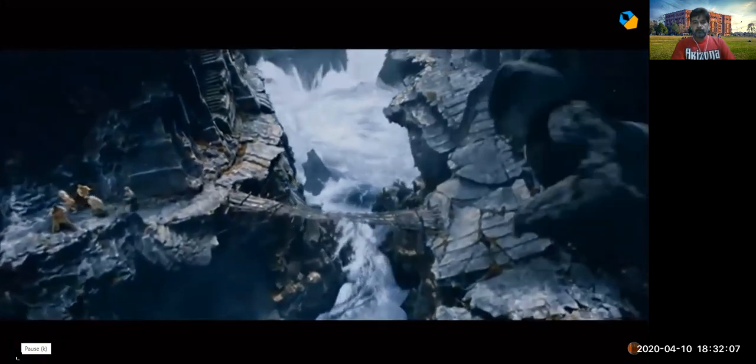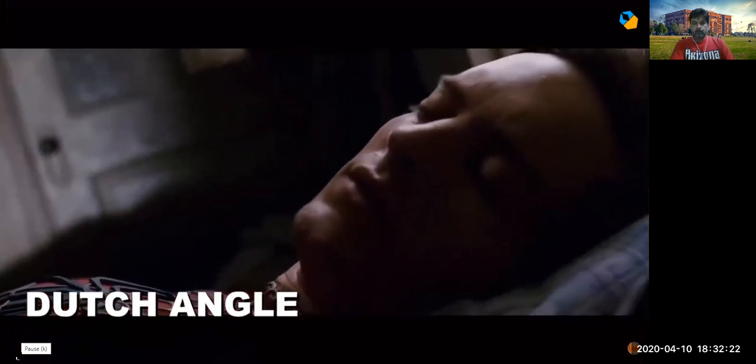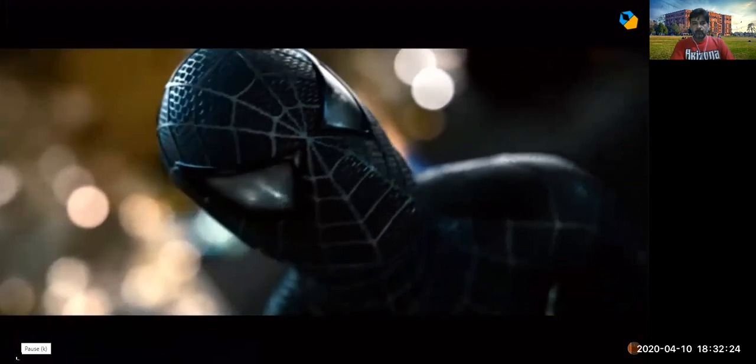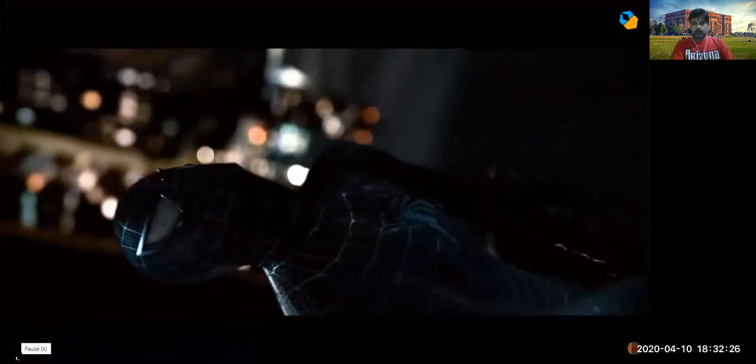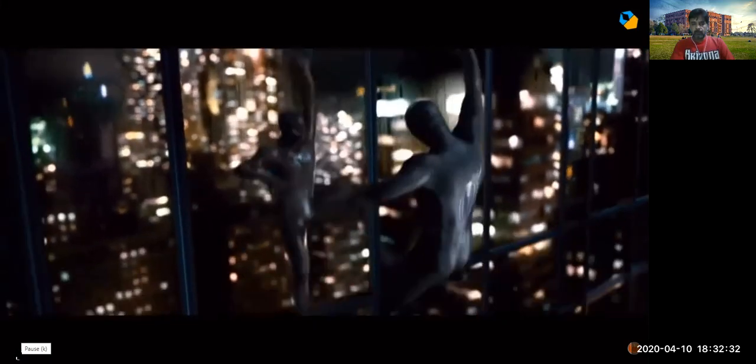An extreme case of the high angle will be a top angle or bird's eye view. So this is a special case where you want to show the topography of a location. Aerial shots are an extreme example of this as well. Next up, you have the Dutch angle or tilted shot, where your camera is not really level. An important use of this kind of shot is to draw attention to the fact that it's not a balanced frame, so something is literally off kilter.